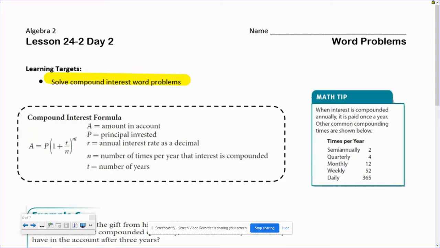Okay, so the compound interest formula is A equals P times 1 plus r over n, raised to the n times t power.